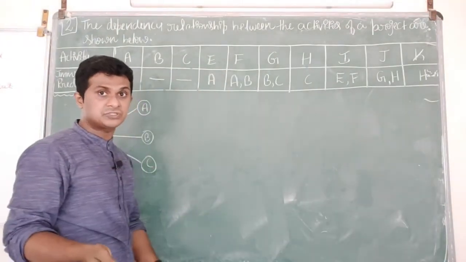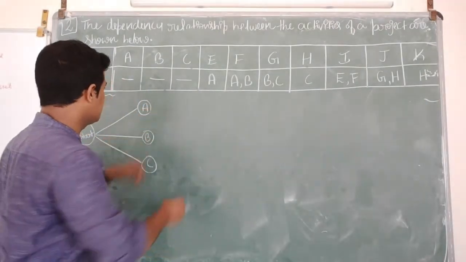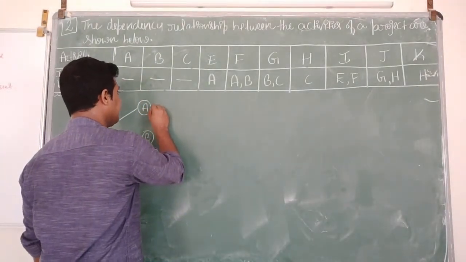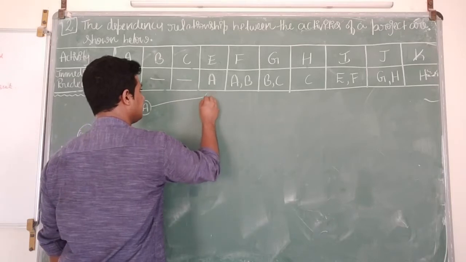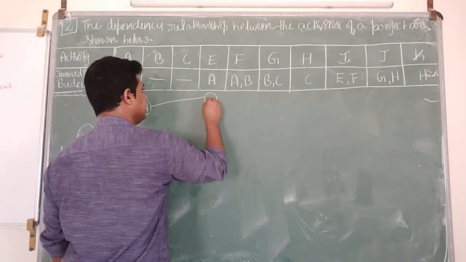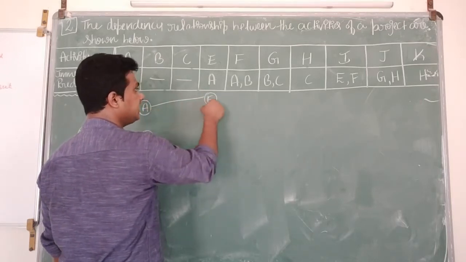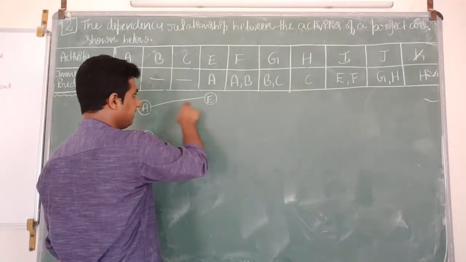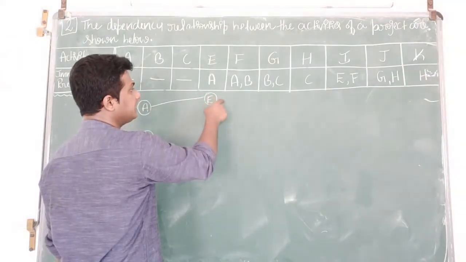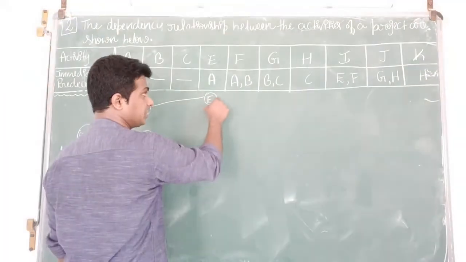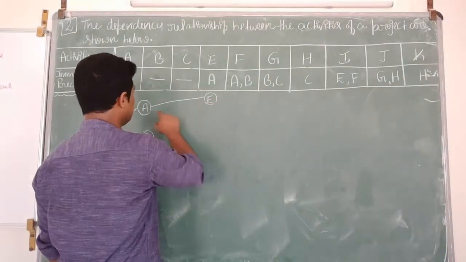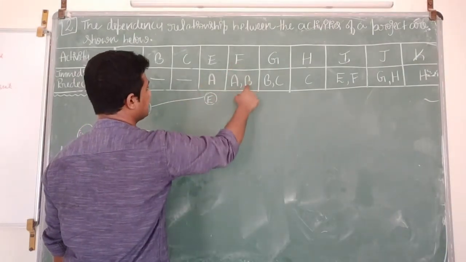Activity E has to start after the completion of A. So after A, there will be one more activity which is starting, which is E. Here activity A will be over, and then E will start. E has not started, it will start. Okay, A, E, and then F.